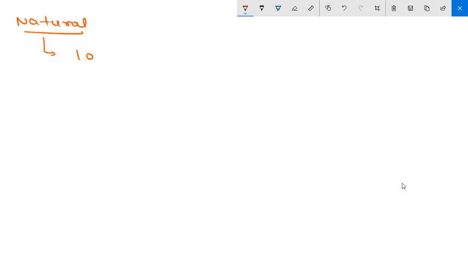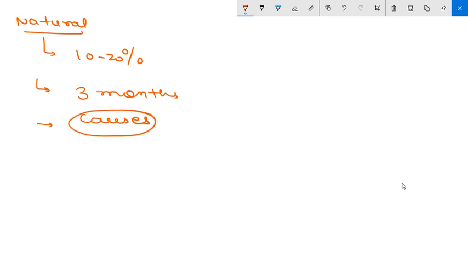So basically I will start with natural abortion. Incidence is 10 to 20% of all pregnancies, and it is most frequent within the first 3 months. Clear? And abortion occurs without any induction procedures, and usually it coincides with your menstrual flow. Now what are the causes behind the natural abortion?